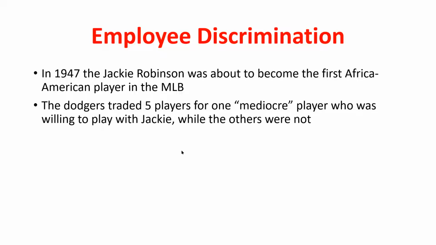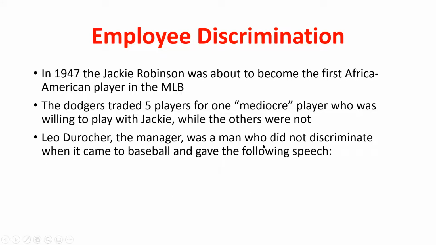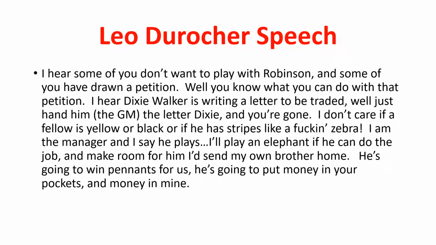And sure enough, that's what they did, right? There were 5 players they traded for some mediocre players that they knew were not discriminatory, because the gains to getting Jackie Robinson were more than those losses from trading away those 5 players. So we saw this play out in history. We would expect that these teams are willing to replace these discriminating employees.